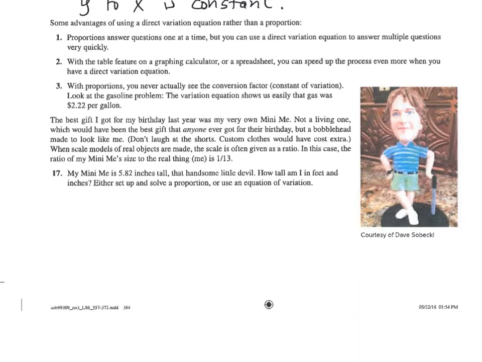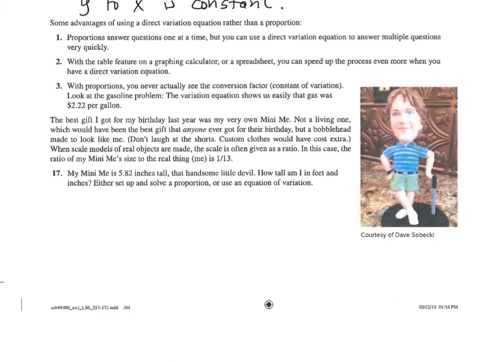The variation equation shows us easily that gas was $2.22 a gallon. Okay, so he's saying the best gift that he got for his birthday was his own little mini-me. Not a living one, but a bobblehead made to look just like him. When scale models of real objects are made, the scale is often given as a ratio. In this case, the ratio of his mini-me size to the real thing is 1 to 13.